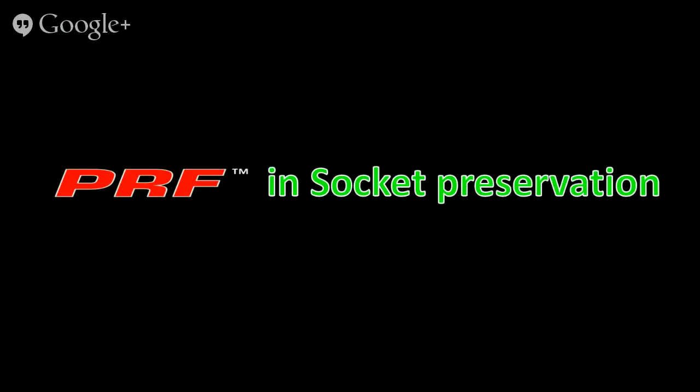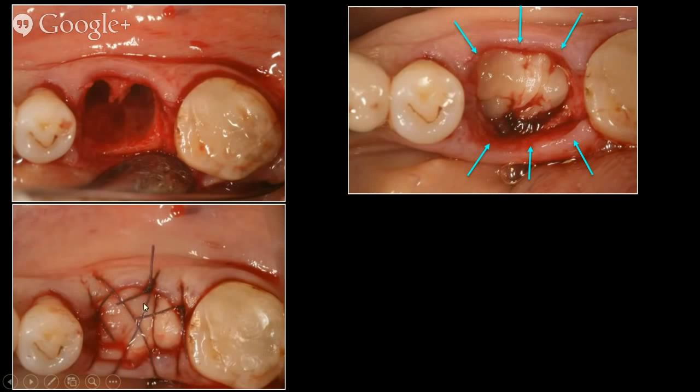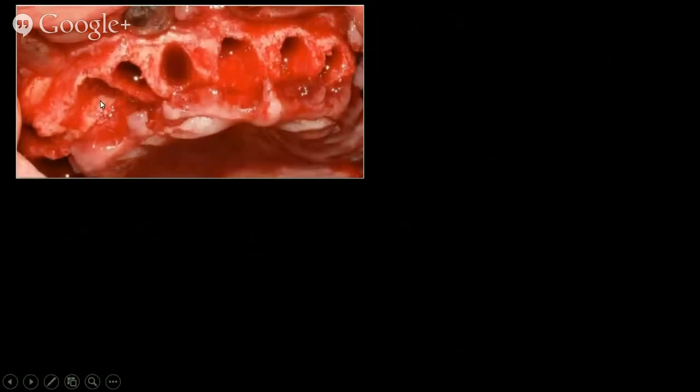How to use the PRF in socket preservation? As I told you, we have to put as much as we can. But we also have to respect this biologic concept, which is to leave the gingiva at the right and biological place. And then what we do, we suture only to maintain the fibrin inside. And then we will have a very nice healing. Every time when we do extraction, we try to use biomaterials, we try to use membranes, collagen membranes, but from my point of view, the best healing will be with a fibrin clot.